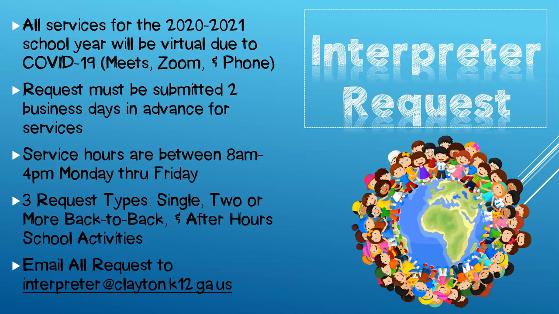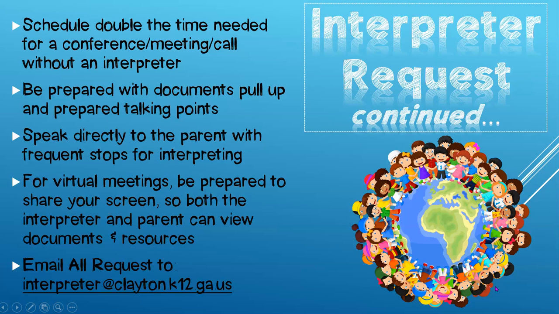There are 3 different request types. You can have a single interpreter request for 1 student on 1 day, or you can have 2 or more back-to-back. For instance, if you are having conferences and you need to meet with multiple parents in 1 day. And then for after-school activities, which are oftentimes handled by front office or administrative staff. All interpreter requests should be emailed to interpreter@claytoncounty.k12.ga.us.